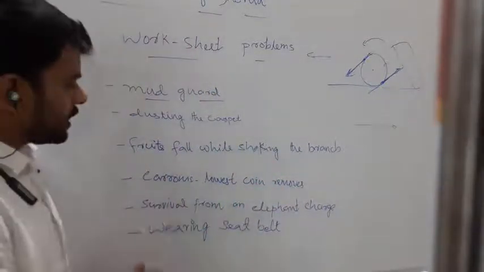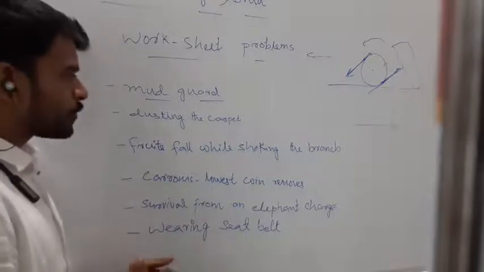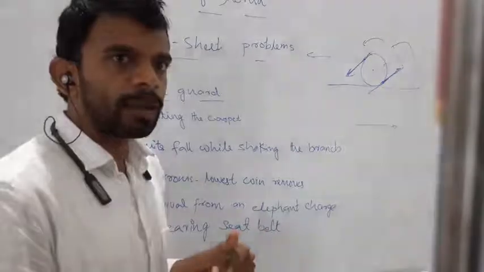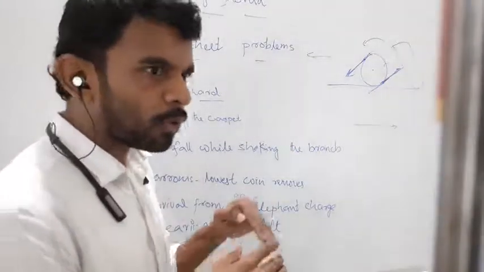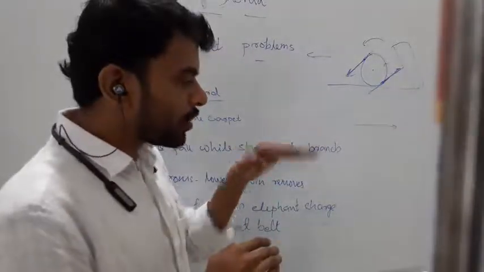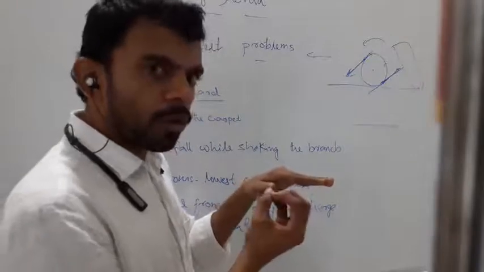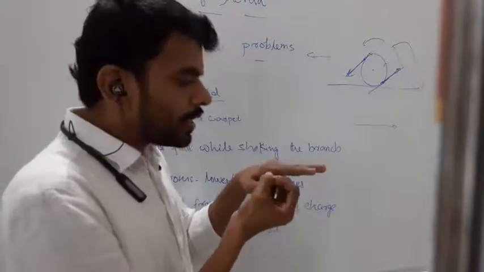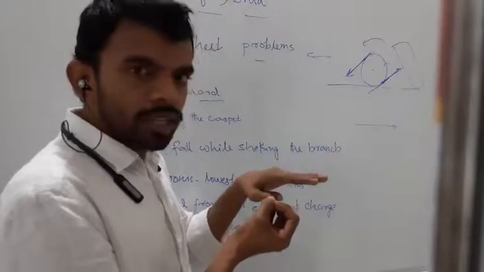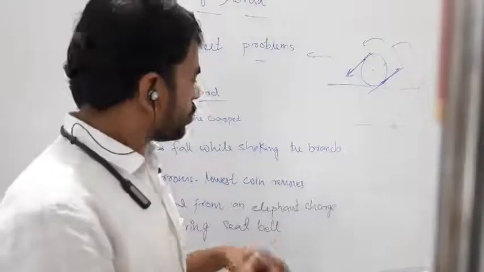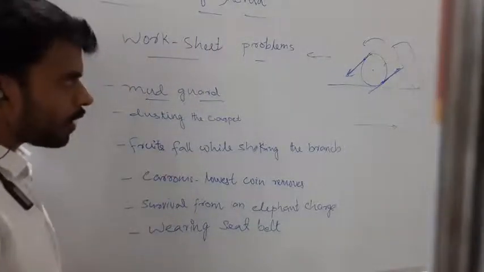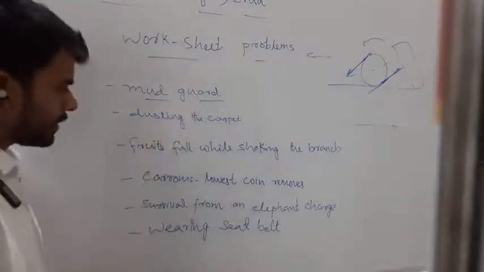Now, in the same way, if fruits fall while we are shaking the branch. If you are shaking a branch vigorously, the fruit falls because when the branch is being shaken, the fruit wants to continue in its state of rest, so the fruit and the branch get detached. That's how the fruit falls down, just like dust in a carpet.